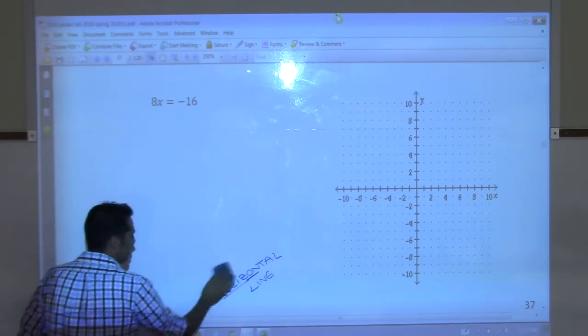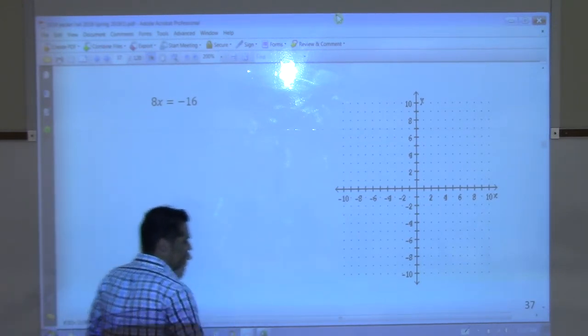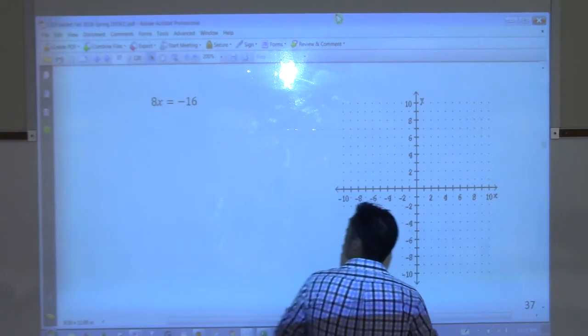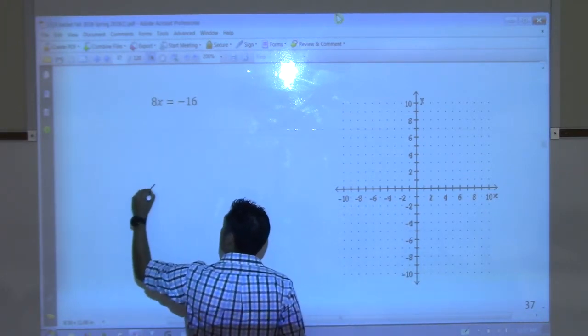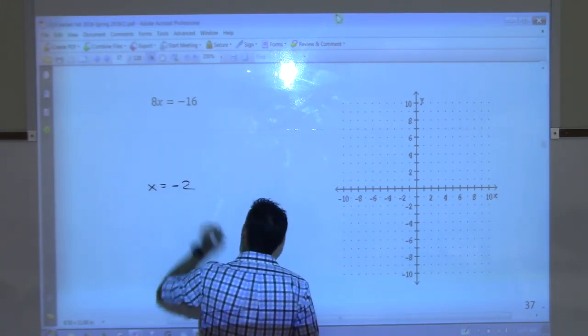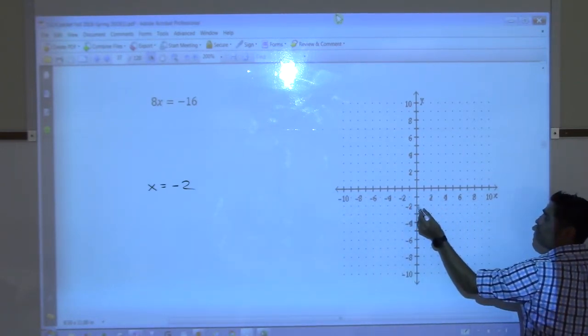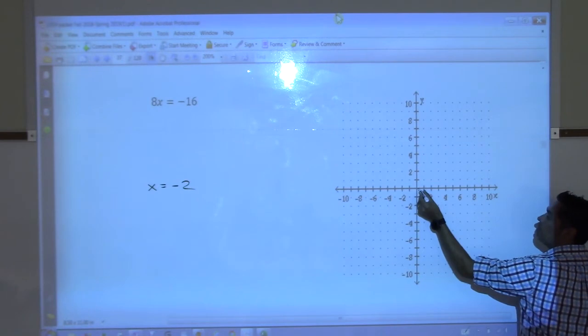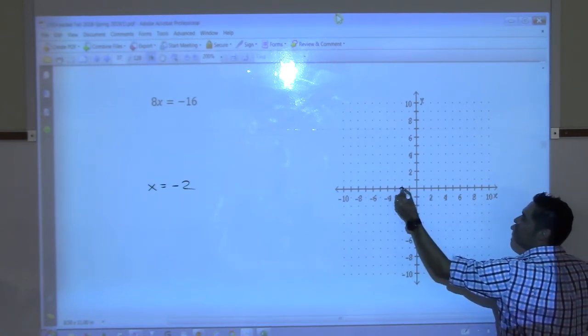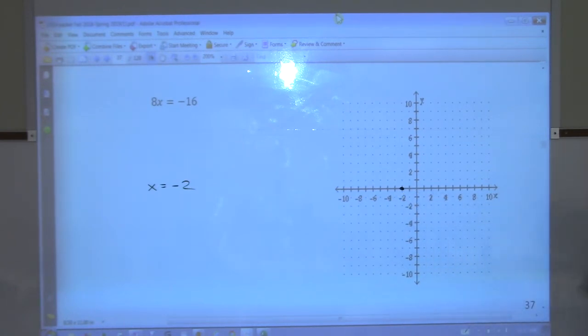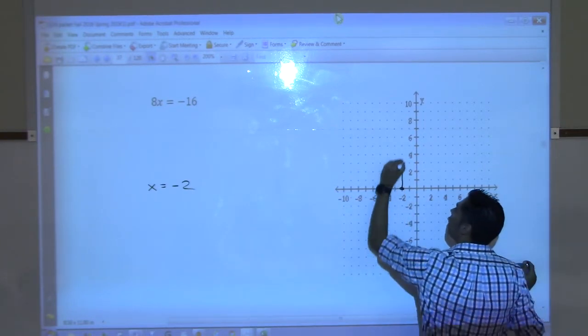So Aaron, what next? So you divide by 8 on both sides. Divide both sides by 8, and you get x is -2. So then over here, what would you do? Right 2, or left. Left 2, yes. Okay, so left 2 because you're x, right? And then from there you draw straight up and down. Okay, so you draw a vertical line.